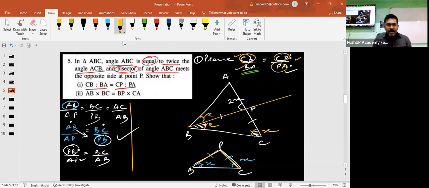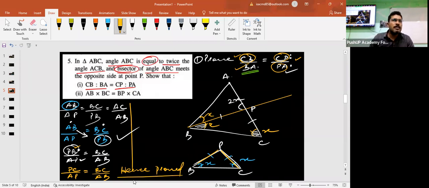So what I can do? I can replace this PB with PC. So I get PC upon AP is equal to BC upon AB. Hence proved. Fine. Hence proved.